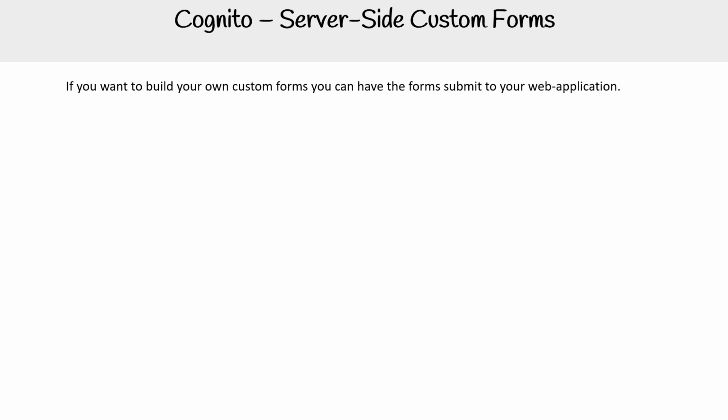While you're using Cognito, you're probably not going to want to use the hosted UI. You're going to want to have your own custom form. And so for your web app, there are a couple ways that you can do it. You can either do it server side or client side.